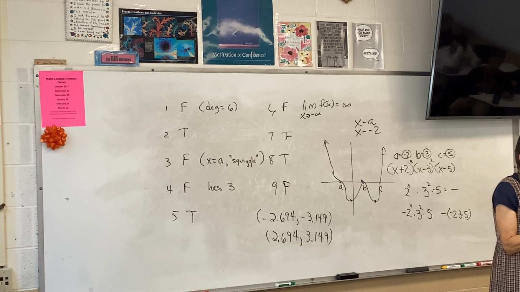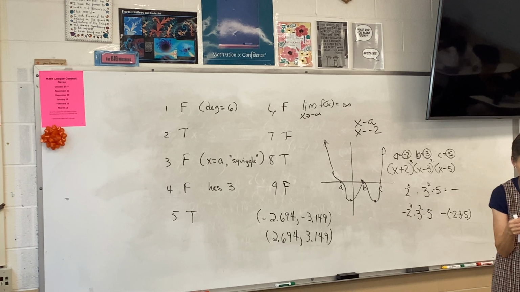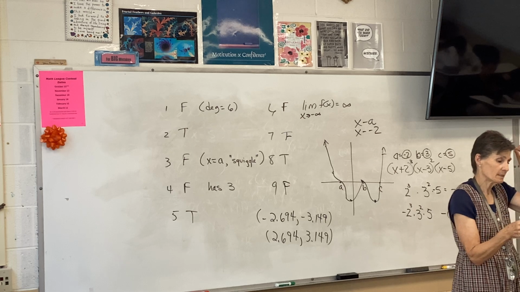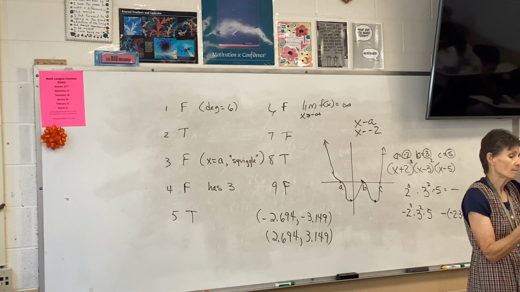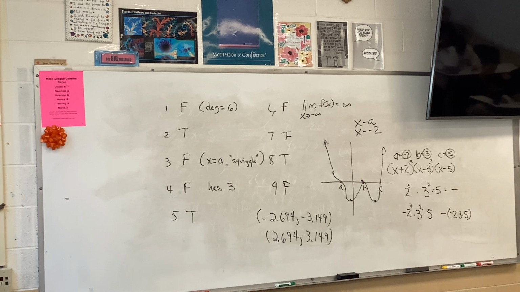On the part that's drawn, we have a relative and absolute minimum at x equals negative 2.694. Is that true? Nope. It's a relative minimum, but why isn't it an absolute? Because at 3.5, you are lower. So it's a relative minimum, but not an absolute minimum. The leading coefficient is negative. We don't have the equation, but can we tell the leading coefficient's negative? Yep, because the end behavior is backwards.